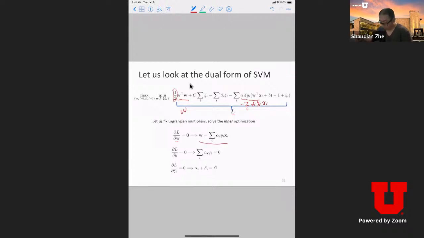So you can see that the optimum W given any setting of alpha_i's and beta_i's would be a summation over all the training examples, where each summand is alpha_i, y_i, and the training input x_i. This is a very important insight. It reflects the fact that we can represent the weight vector by a linear combination of the training inputs, or training samples.